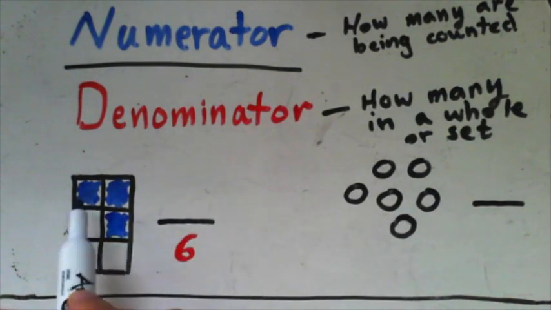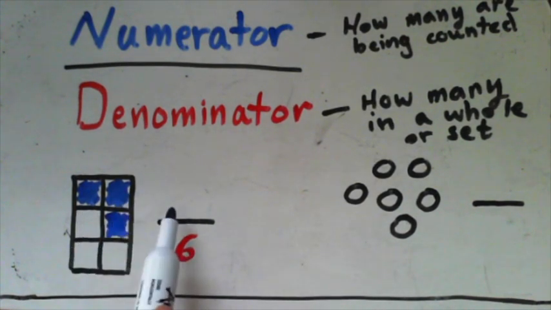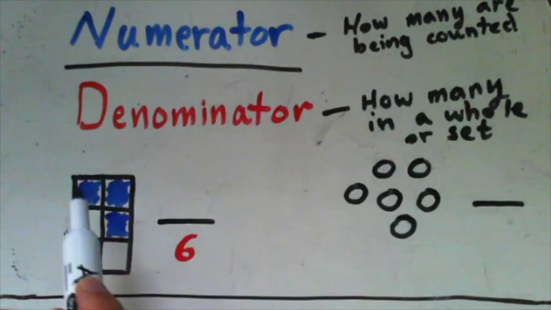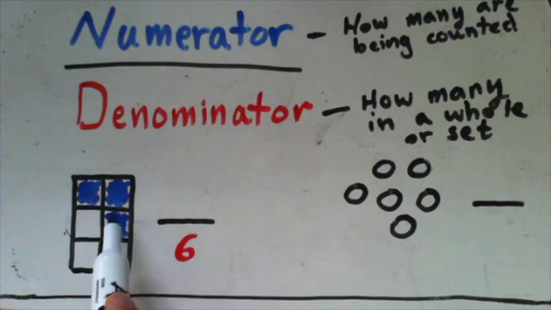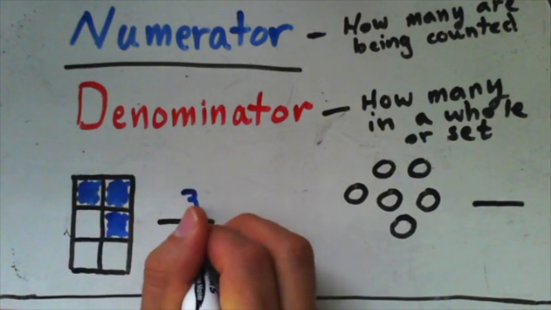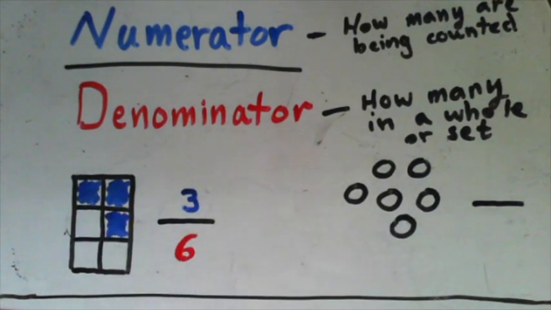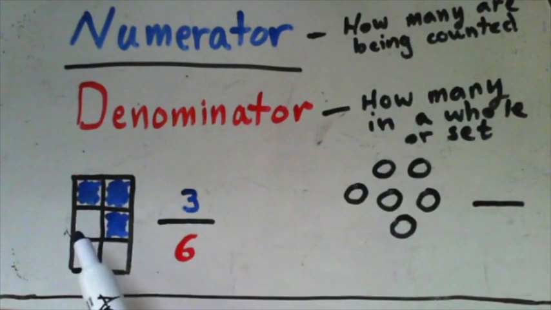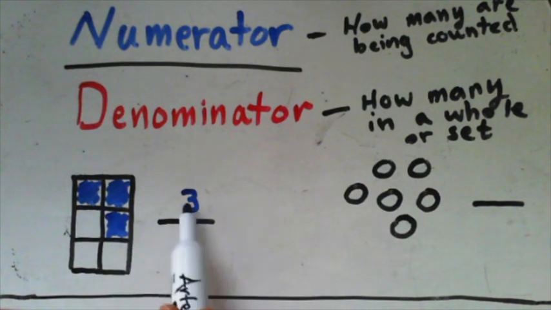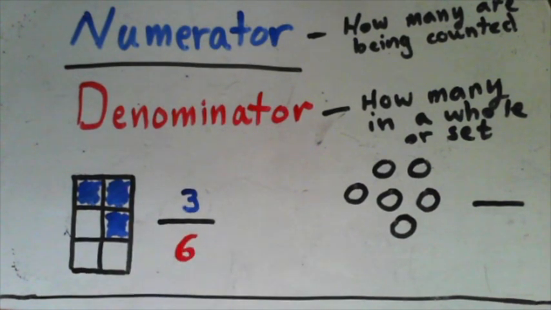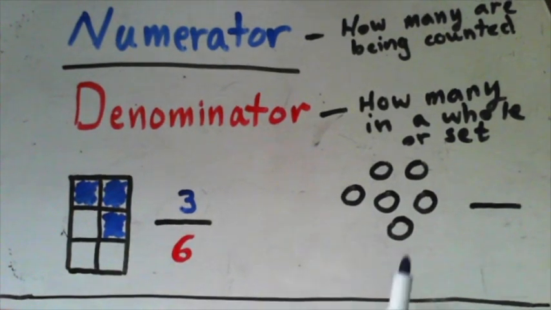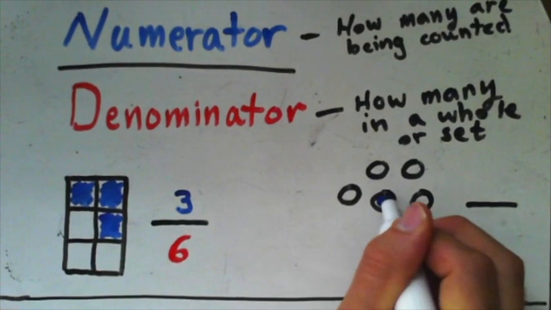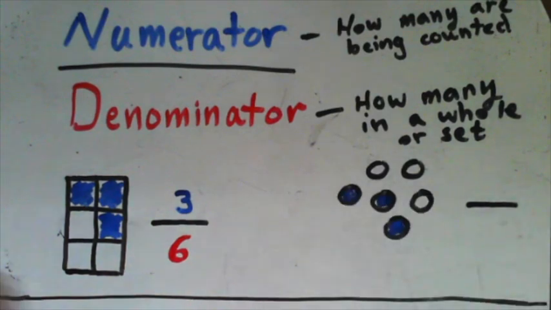So you'll notice if I said I want to count the blue ones, I'd count 1. This is for my numerator because it's how many are being counted. With the blue ones, it's 1, 2, 3. So 3 out of 6 or 3/6. Now technically, because it's how many are being counted, if I want to count the white squares, 1, 2, 3, I'd get 3/6 as well. So over here I wanted to do the same thing, and I think I'm going to stick with the same number.